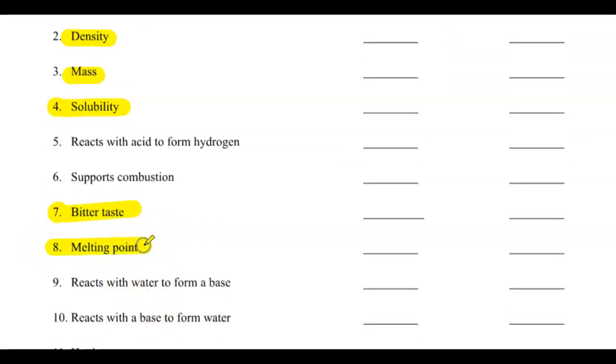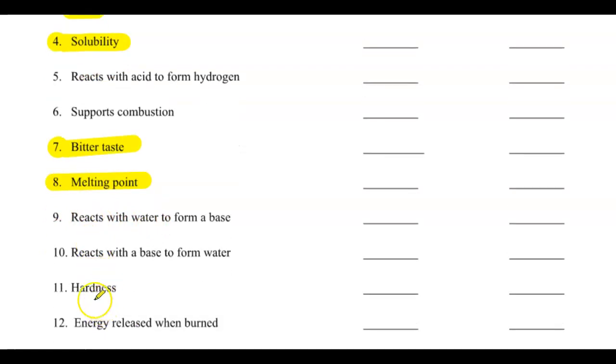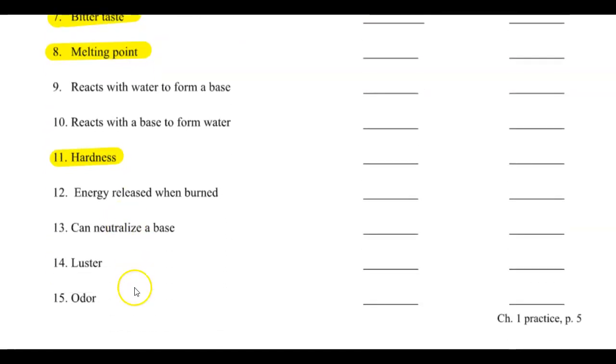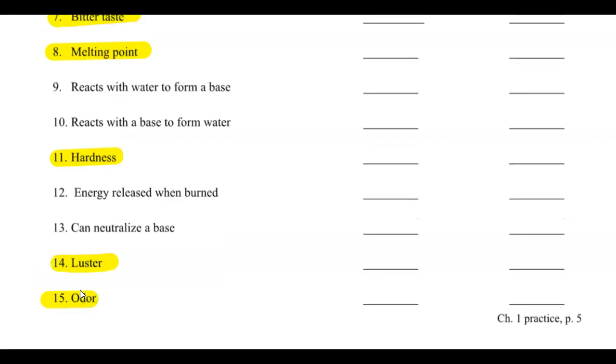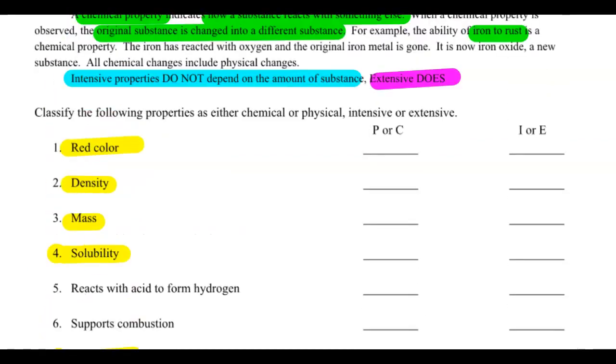Melting point is also physical. You can melt ice into water. It's still water. You can freeze that water back into ice and it's the same. Okay, reacts, skip those. Hardness, how tough something is, how much it resists scratching. You can test that without destroying the substance. Ooh, energy release when burned. That sounds really chemical. Luster, that means how shiny something is. And odor. So I went through this really fast and I just looked for everything that seems really easy to say, yep, those are definitely physical.